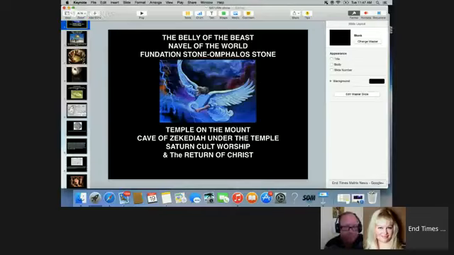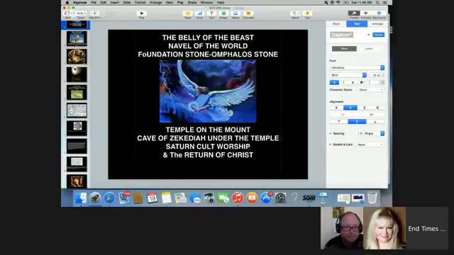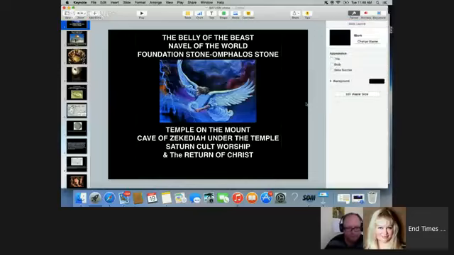All right. Hello. Today we are going to be talking about the belly of the beast, the navel of the world, and actually this is the foundation stone. The Omphalos Stone, the Temple on the Mount, Cave of Zechariah. That's what his name was changed to. It was really Meta-Yahu. Under the Temple, Saturn, cult worship, and the return of Christ.